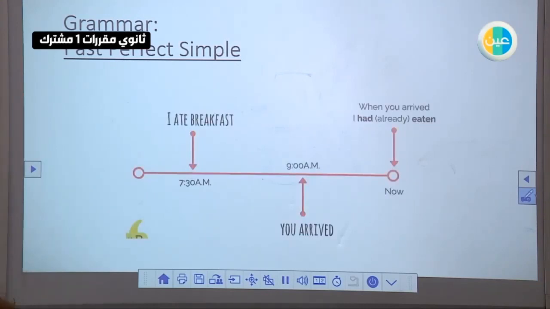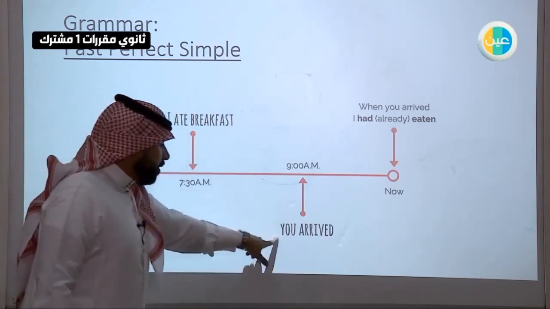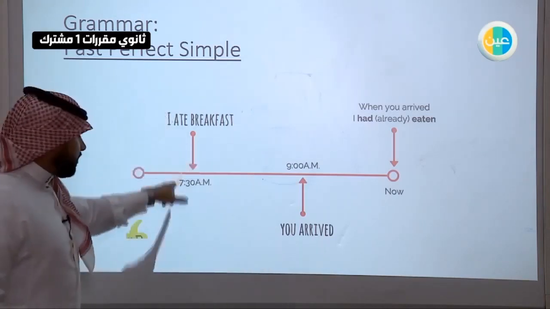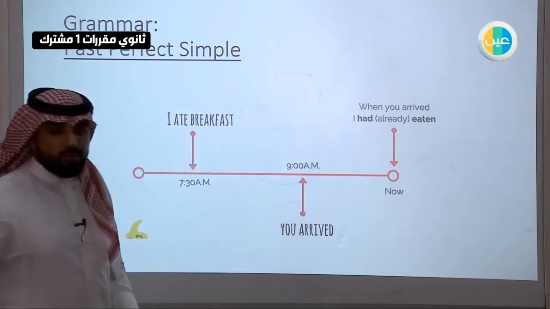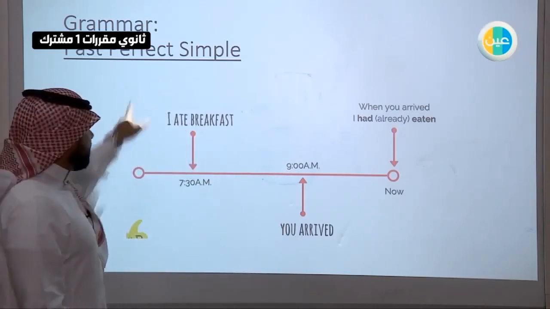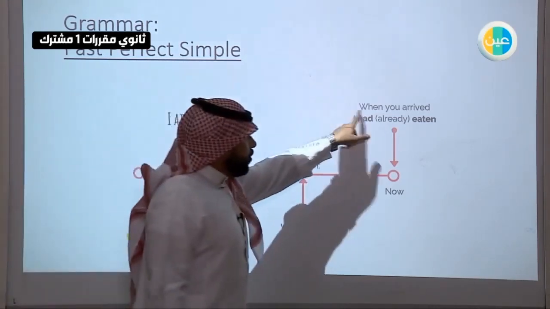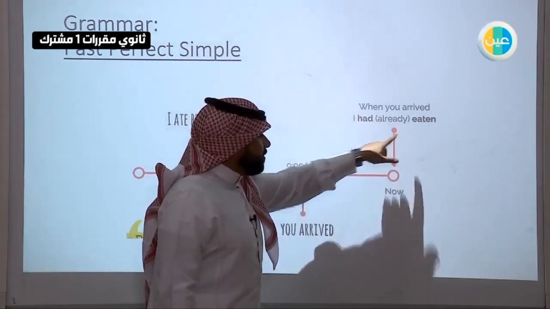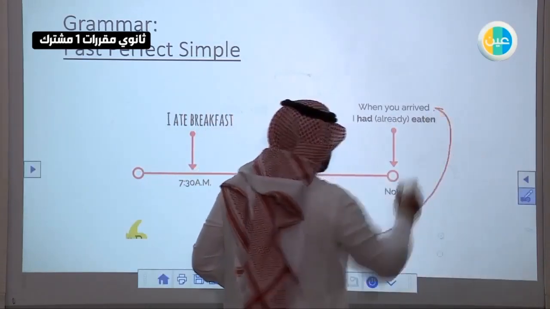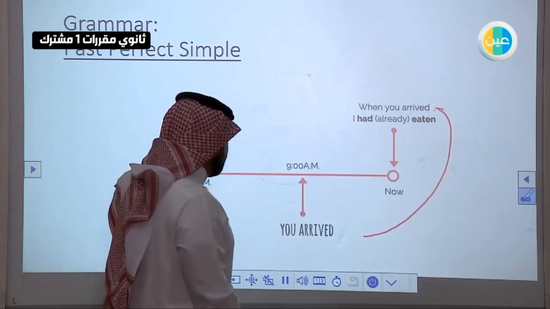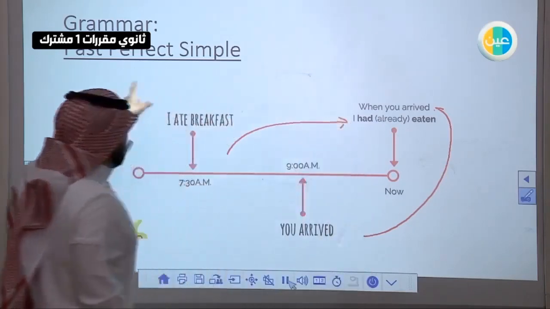Look at this sentence. We have two actions. I ate breakfast and you arrived. The first action was at 7:30 and the second action was at 9. And as I told you before, for the first action we should use the past perfect simple. The second one, we just use the past simple. When you arrived, I had already eaten. So for the second action we just use the past simple, and for the first action we use the past perfect simple.